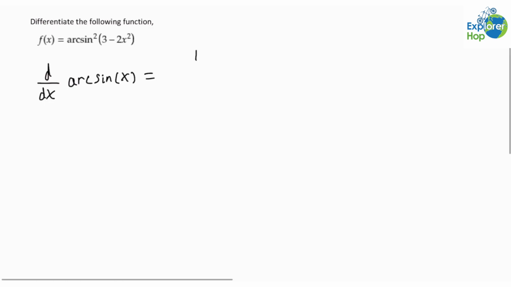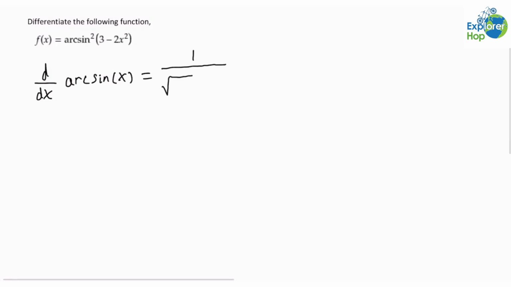And just to review, the derivative of arcsine of x is equal to 1 over the square root of 1 minus x squared.